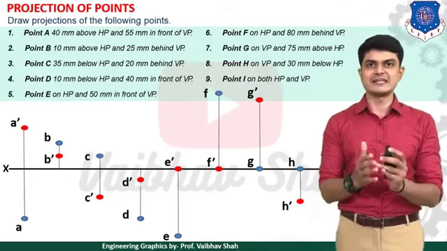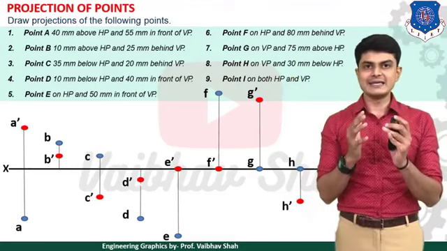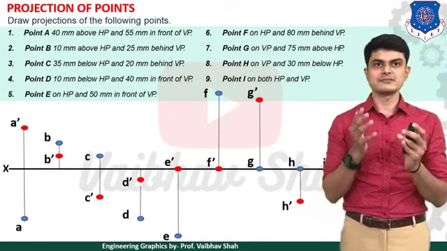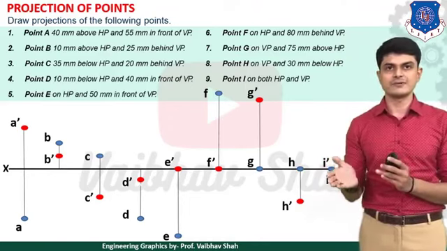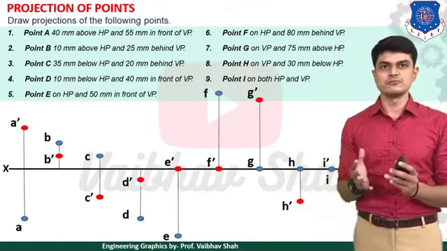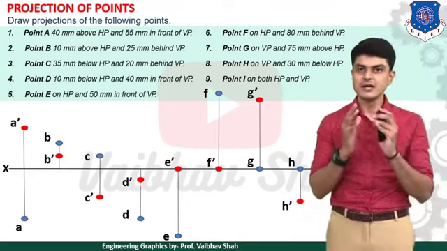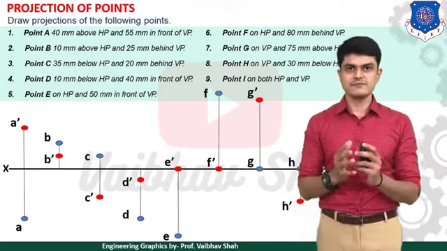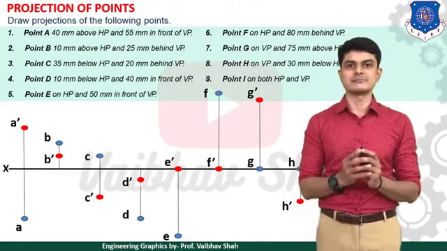Now let us see the final example, which is point I on both HP and VP. So what does that mean? Both the views, your top view and front view, would be on the XY line itself, because it is resting on HP and VP itself. That means your final views would be lying on the same line. So I dash and I would be the same point on your XY line itself. It is very easy to solve this example by yourself by using the table. If you know the table, then you can easily solve this example, right?